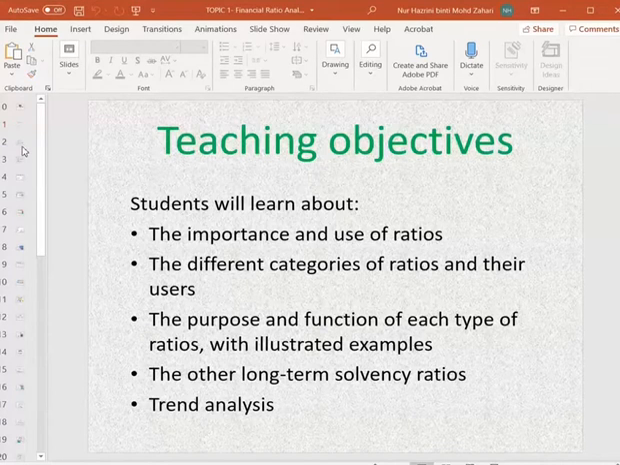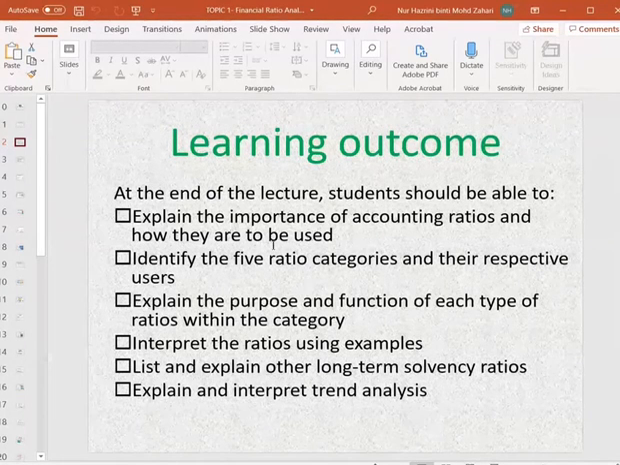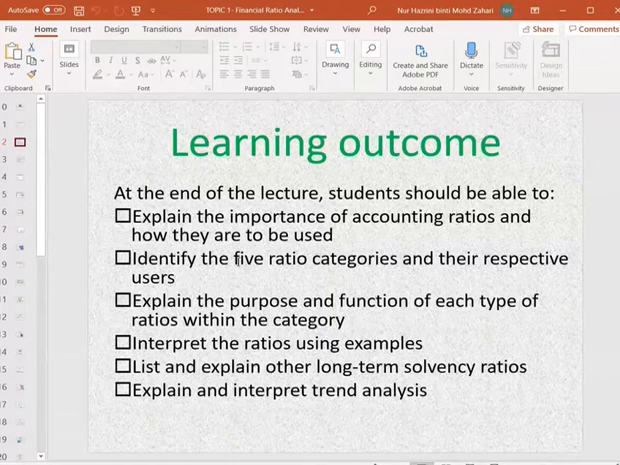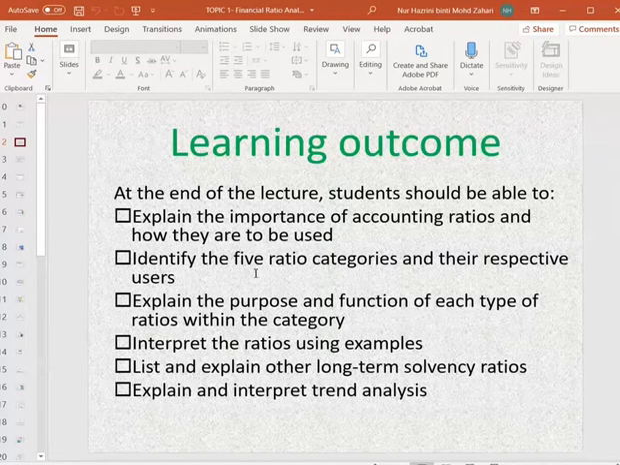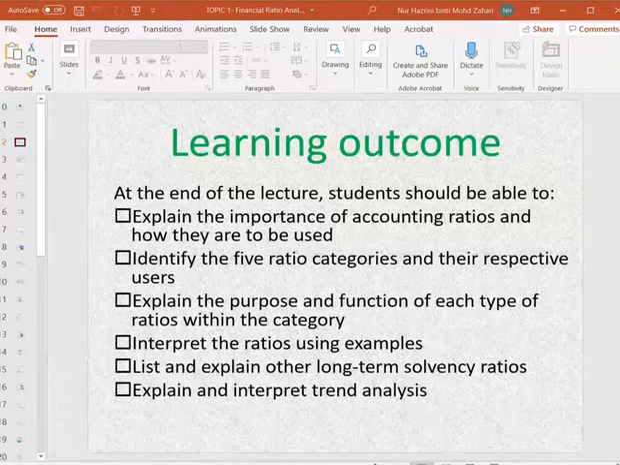All right, so next one, the learning outcome. At the end of this lecture, you should be able to explain the importance of accounting ratios, how they are used, and identify the 5 categories of ratio. We are going to learn 5 categories of ratio, and explain the purpose and function of each type of ratio.